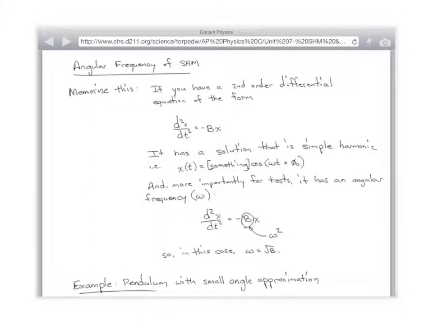Angular frequency, starting on the second page, it says memorize this. If you have a second order differential equation of the form d squared x over dt squared equals negative a constant b times x, it has a solution that is simple harmonic. Specifically, the solution is going to be x of t equals something times cosine omega t. Moreover, the b is actually omega squared. All right? Memorize that. Sine also works.